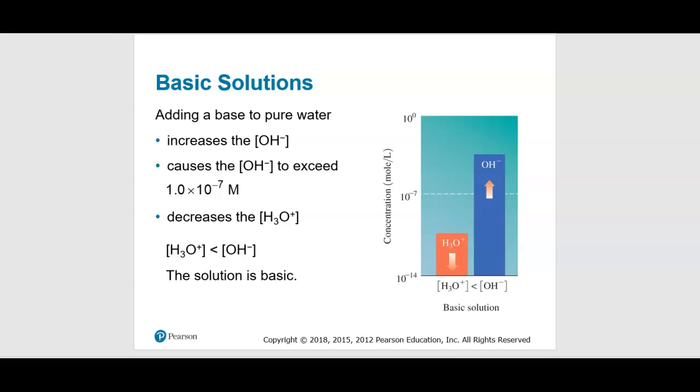And as I said, you add a base to pure water, it's going to increase the hydroxide ion concentration. It's going to cause the hydroxide to exceed 1 times 10 to the minus 7th molar. And of course, it's going to decrease the hydronium ion concentration.